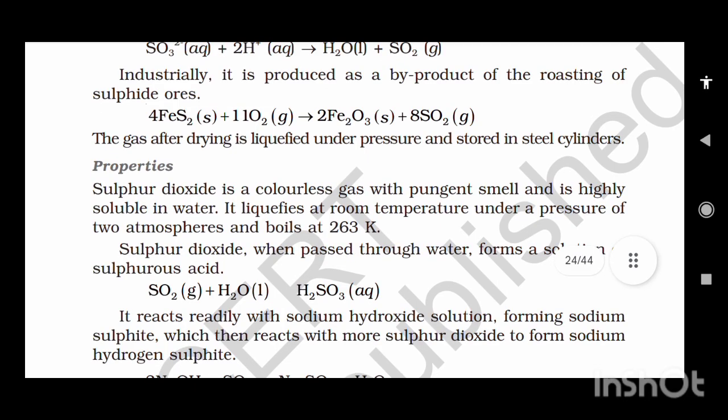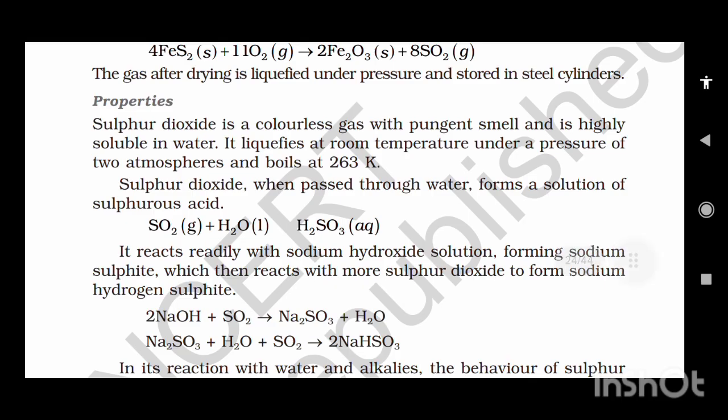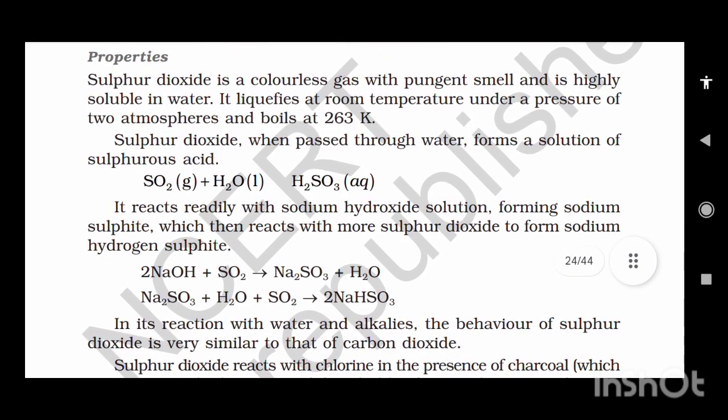The gas after drying is liquefied under pressure and stored in steel cylinders. Properties. Sulfur dioxide is a colorless gas with a pungent smell and is highly soluble in water. It liquefies at room temperature under a pressure of 2 atmospheres and boils at 263 Kelvin. Sulfur dioxide, when passed through water, forms a solution of sulfurous acid.